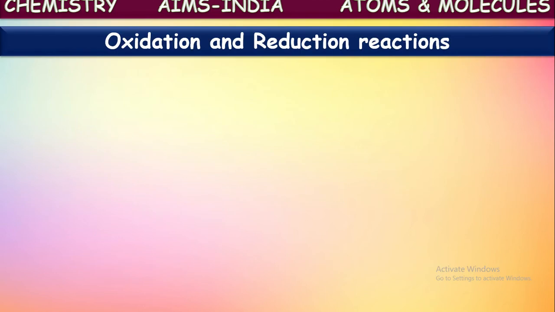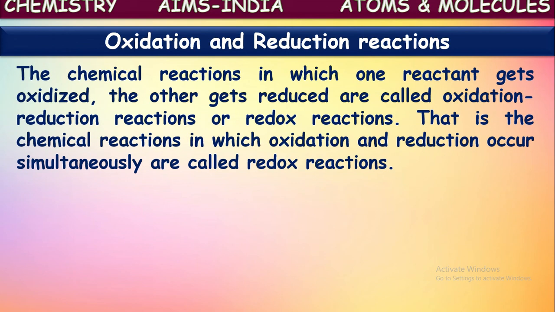Next, another kind of chemical reaction is oxidation reduction reactions. The chemical reactions in which one reactant gets oxidized and the other reactant gets reduced are called oxidation reduction reactions, or simply redox reactions. That is, chemical reactions in which oxidation and reduction occur simultaneously are called redox reactions or oxidation reduction reactions. So what is meant by oxidation and reduction?